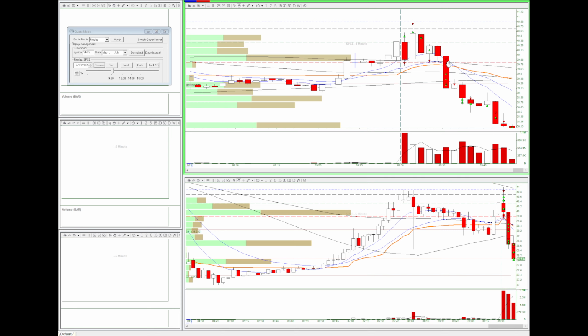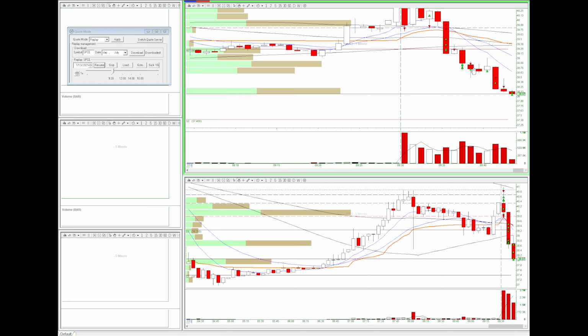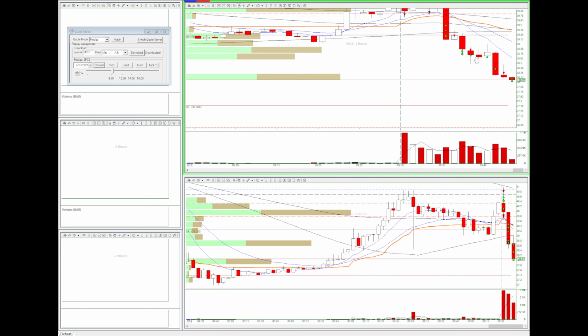So before I went to the VWAP, I took a short. This was actually a good trade. I covered, made some money back. I shorted again, covered, made some money back. And I kept on shorting and covering, and that was my trade.